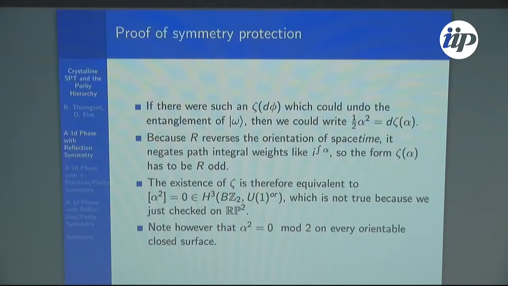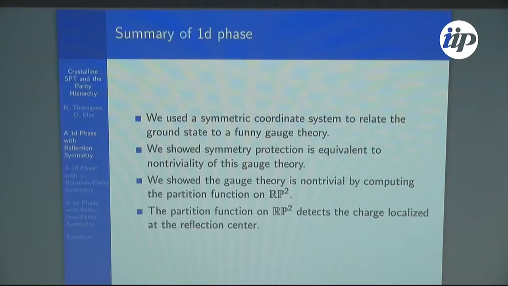Okay, but however, you really need to use unorientable manifolds. This topological response is actually 0 on every orientable closed surface. Okay, so a summary of this phase real fast.